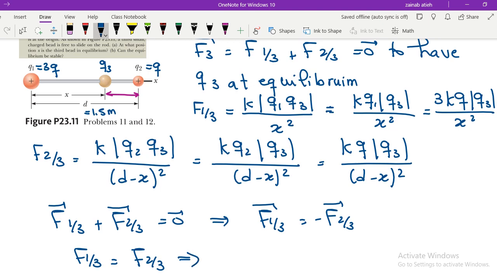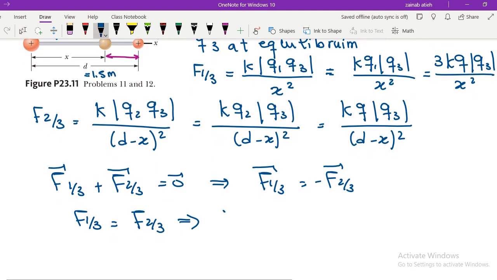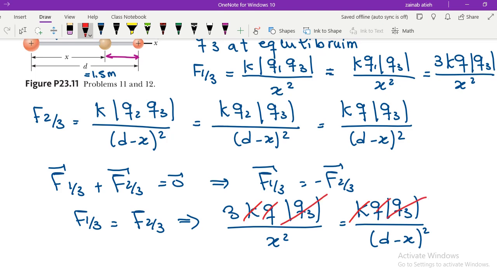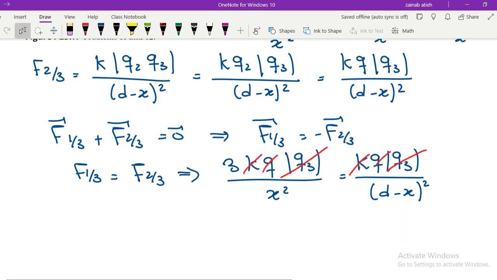So I've got my magnitudes up. I will substitute for these values. I will get 3KQ absolute Q3 over x squared equals KQ absolute Q3 over d minus x squared. Now I will remove K from both sides, I will remove Q from both sides, and I will remove absolute Q3 from both sides. My equation will get simpler.